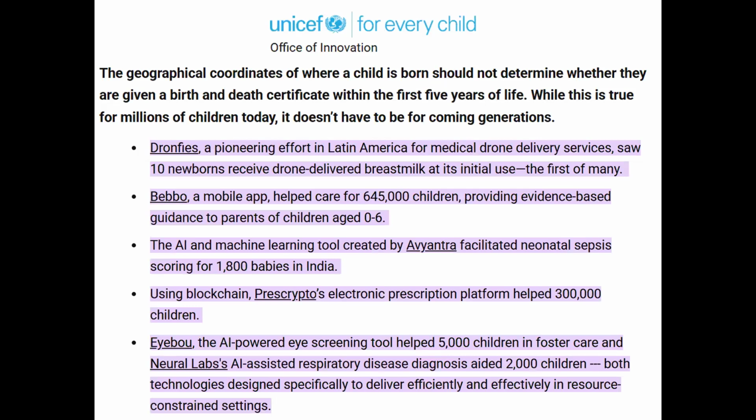So quickly going through this data available on UNICEF to see the recent advances we can apply to reduce the mortality. And this is the slogan present on UNICEF: the geographical coordinates of where a child is born should not determine whether they are given a birth and death certificate within the first 5 years of life. While this is for the millions of the children today, it does not have to be for coming generations.